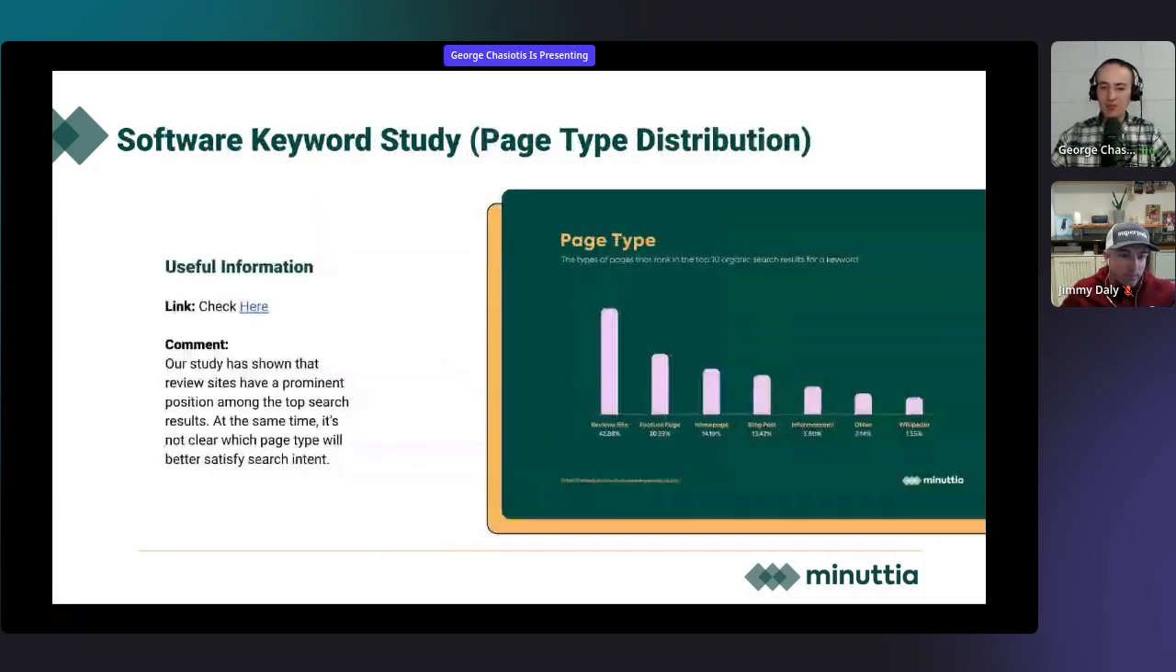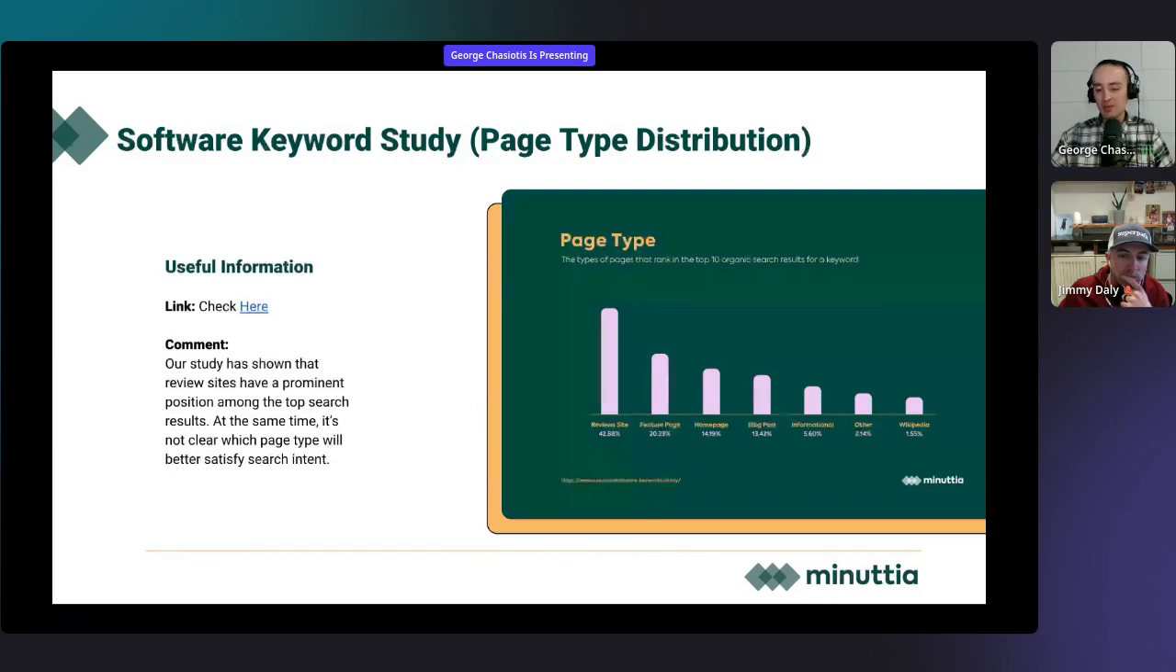And we did the same for keywords that include the software modifier inside them, right? And when it comes to the page type distribution, what kind of pages are included in the top 10 of the search results? No surprise, approximately 42% are review sites. Then we have some feature pages, home pages, blog posts, and so on and so forth.